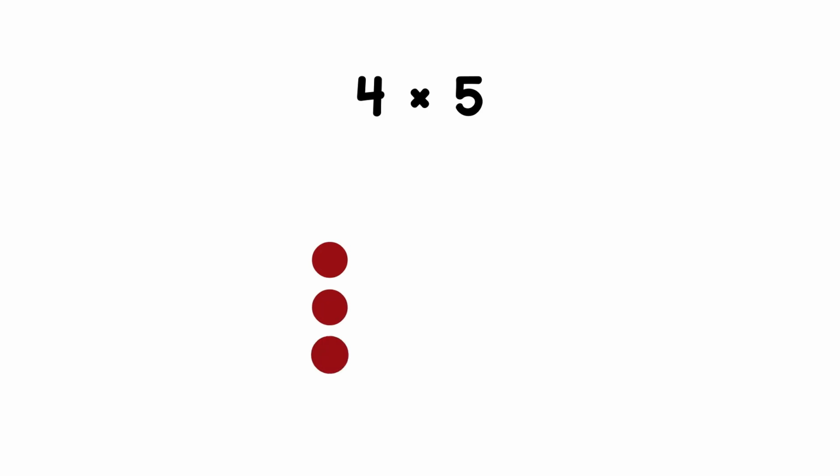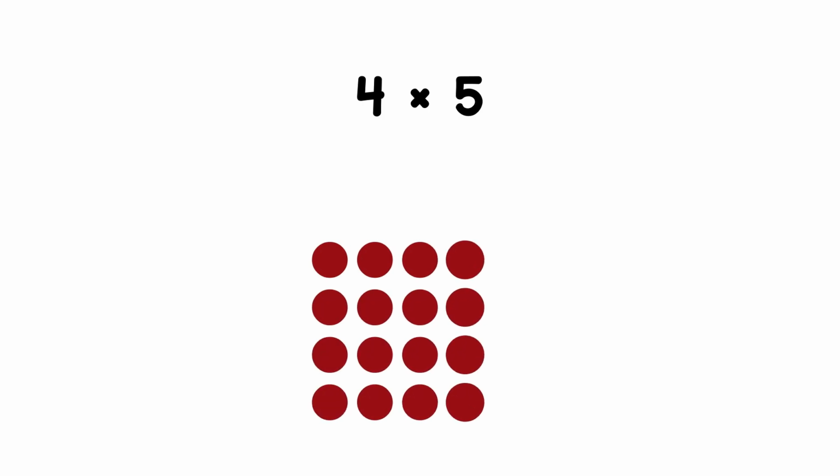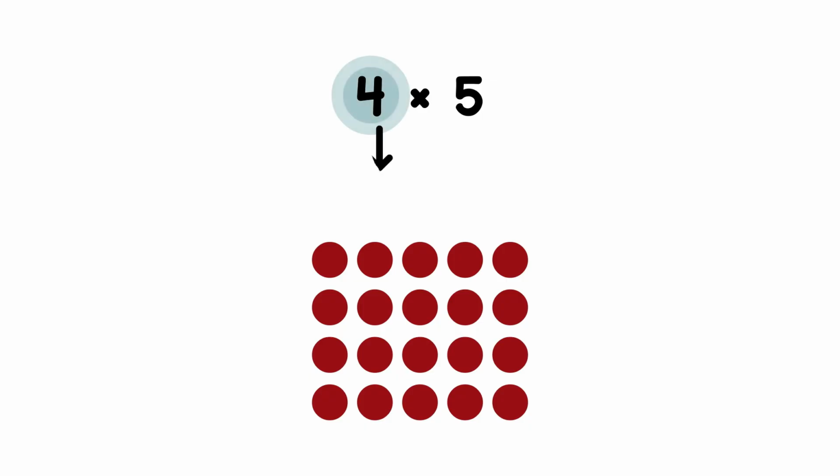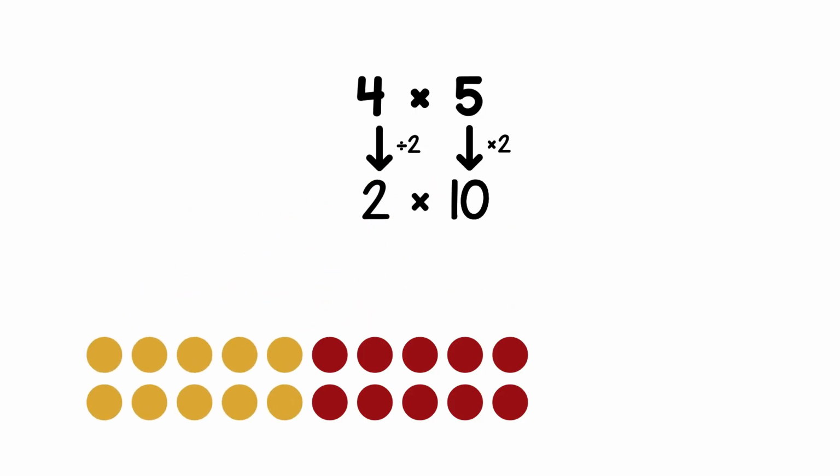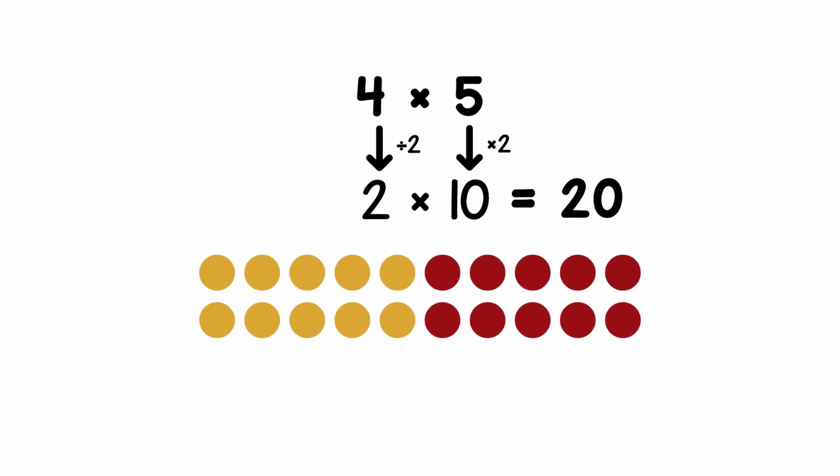Start by building an array, 4 rows of 5 counters. Now decide which number is easier to divide by 2. In this case, halve the 4. 4 divided by 2 equals 2. Next, double the other factor. 5 times 2 equals 10. Now multiply the two new factors. 2 times 10 equals 20. So 4 times 5 equals 20.